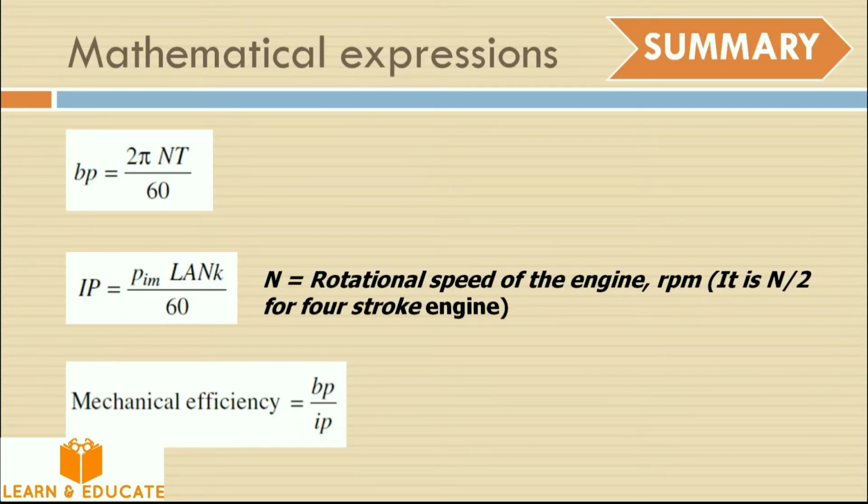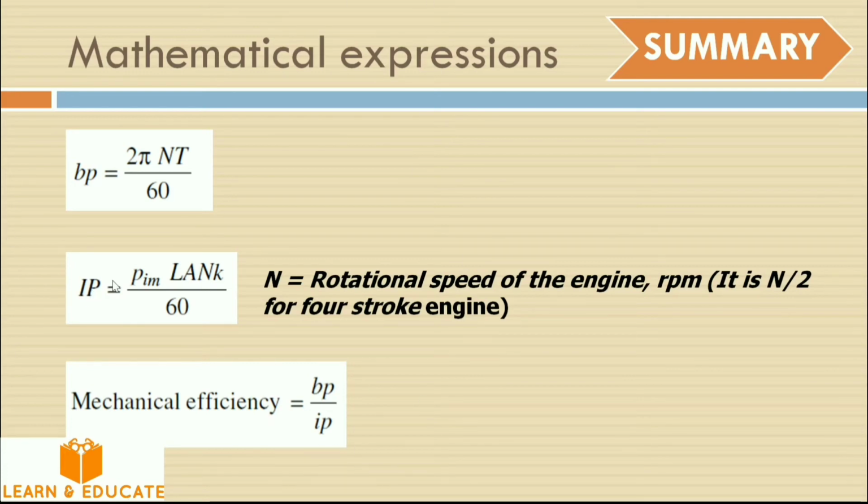Now, to summarize the various terms, let us see the mathematical expressions for these terms. So, brake power is usually expressed as 2 pi NT by 60. BP is brake power, N is the speed of the engine in revolutions per minute, T is the torque in Newton meter.